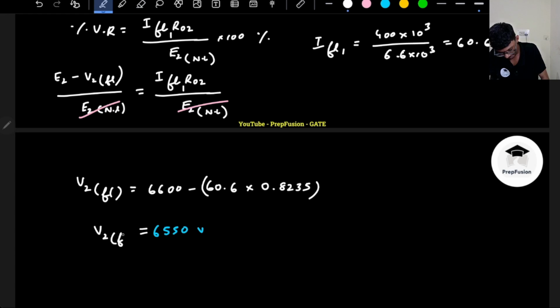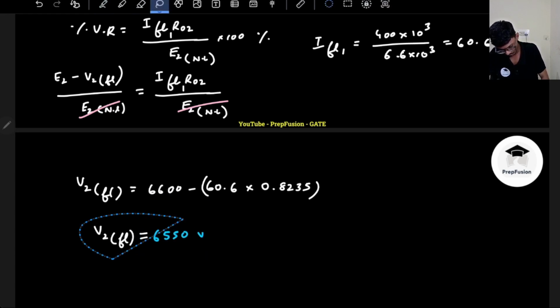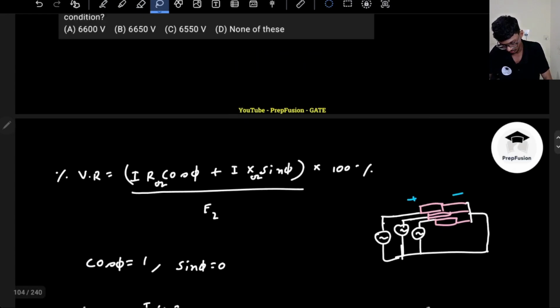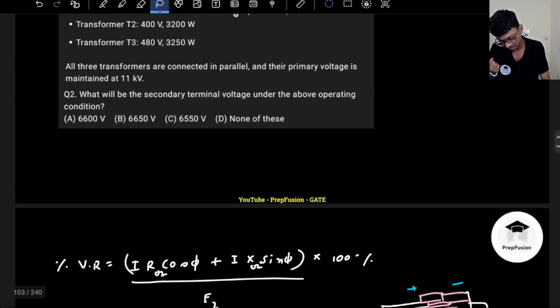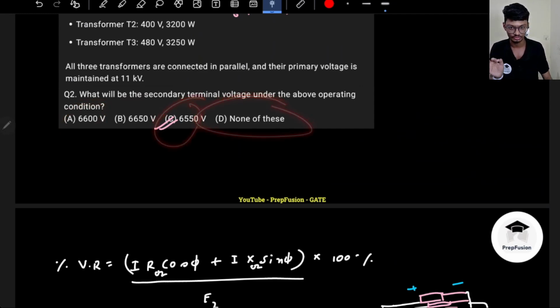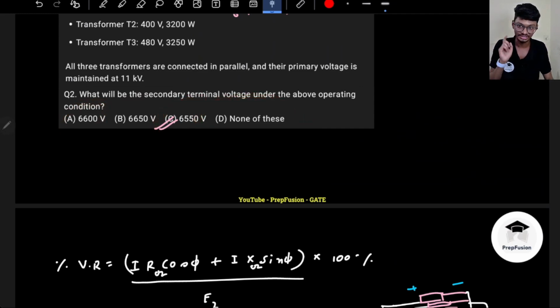This will be my V2 full load. So from here you can directly say what is the terminal voltage under this condition? It will be option C, that is 6550. Anyways, from the options also you can see that this is not possible. Terminal voltage cannot go higher, right? It is at unity power factor, it cannot go higher, so it cannot be equal as well. There will be some voltage drop, either it will be this or none of this. None of this was also present, so that's why you had to calculate.